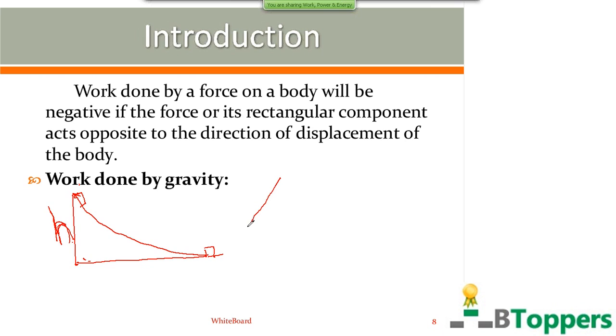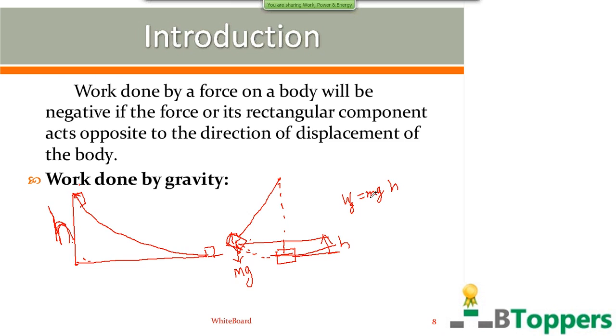Even if a block is suspended by a string, where the top end of the string is fixed, like in a simple pendulum, the block is pulled to a side and released, so that the block swings in the vertical plane under the influence of gravity. Then the work done by the gravitational force on the block, when the center of gravity of the block falls through a vertical height h from one position to another, is again equal to mgh.